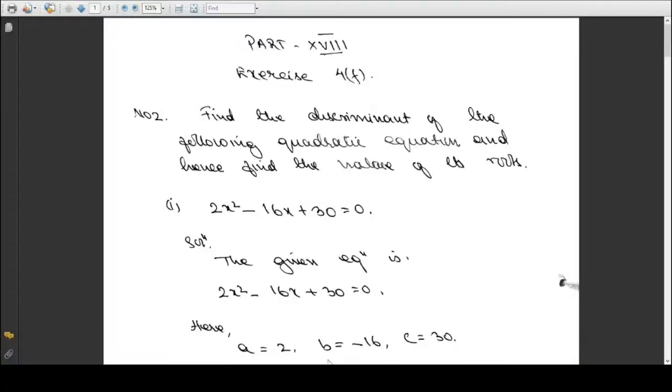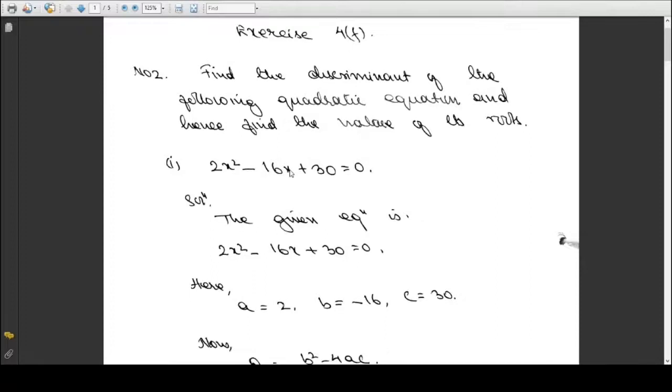Okay, now we'll continue with part 18 on exercise 4F, problem number 2. Here the problem is: find the discriminant of the following quadratic equation and hence find the nature of its roots. It's very much similar to the first question. Here also, you find out the discriminant, and then check whether the value we get is less than 0, equal to 0 or greater than 0, and depending upon that, we will be able to find out the nature of its roots.